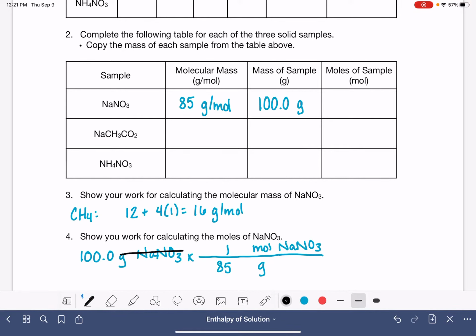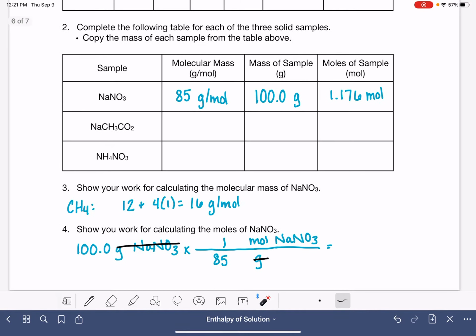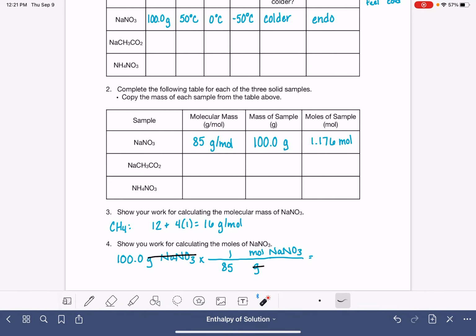The grams of NaNO3 cancel out the way that we have this set up. We just do the math on this. 100 divided by 85 is 1.176 moles. And again, my molecular mass is correct, but these numbers are definitely nothing like what you're going to expect to see when you do the experiment yourself.